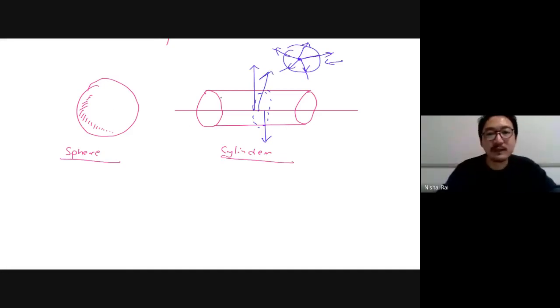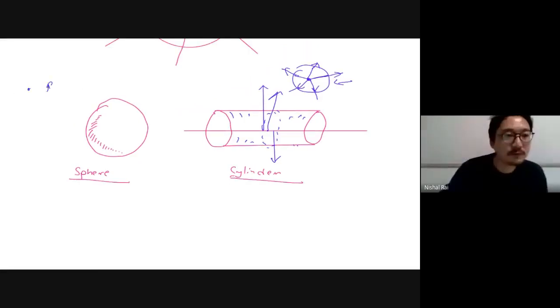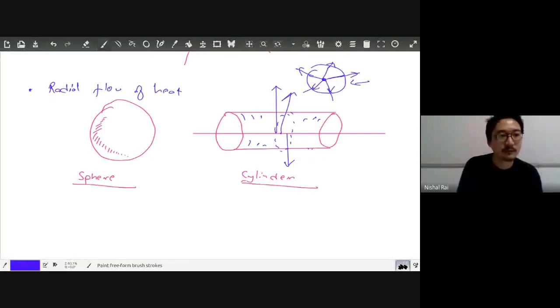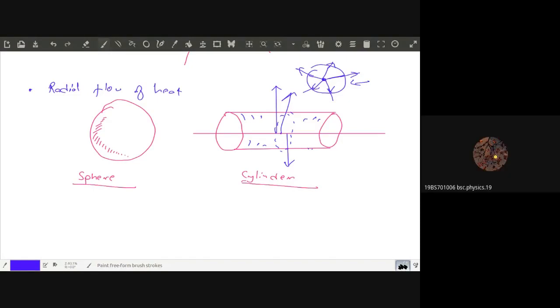And for the sphere, and second one is cylinder. These are the two cases which we have to do for the radial flow of heat. So this will continue in our next lecture.